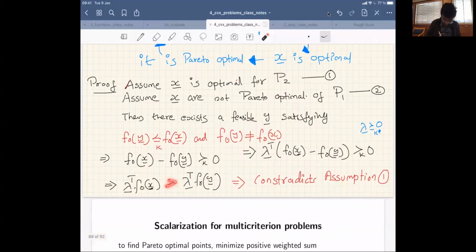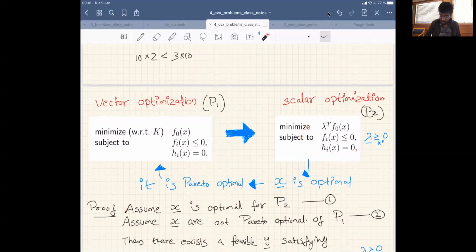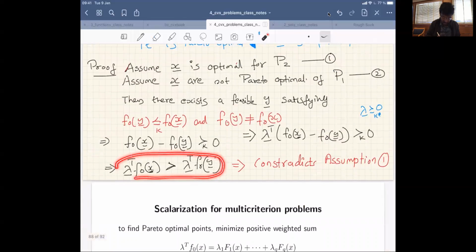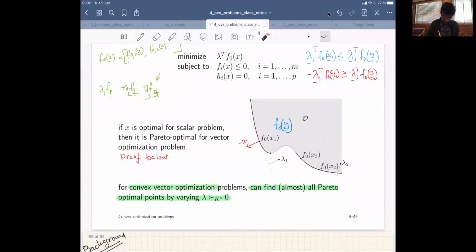So now what we proved is that this scalar is greater than or equal to this scalar, but this is against our assumption in one, which says that X is optimal for P2. If X is optimal for P2, then this lambda transpose f0(x) has to be the minimum of this problem, right? But what we saw here is that it is not the minimum. So this contradicts our assumption. So hence we prove that you can make a scalar version of the original problem, where lambda is from the dual cone, and then if you find an optimal point for this scalar optimization problem, that will give you a Pareto optimal point for the original function.